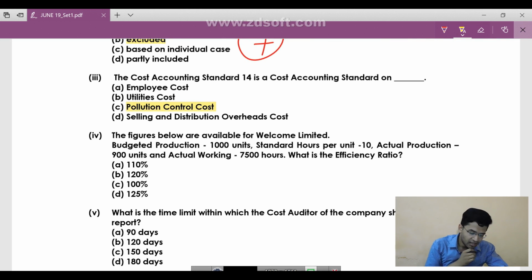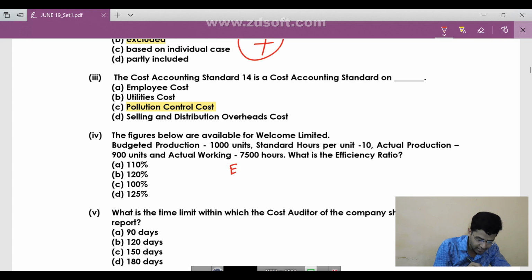Now comes a very practical question. The figures below are available for Welcome Limited. Welcome Limited has given you certain figures. Budgeted production 1000 units, standard hours per unit 10, actual production 900 units, and actual working 7500 hours. What is the efficiency ratio?